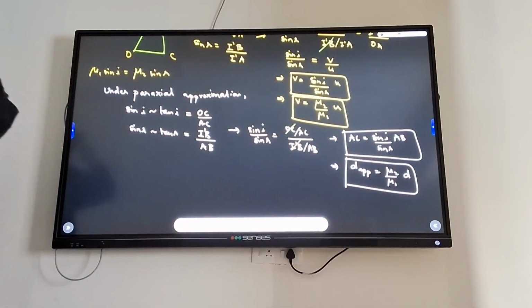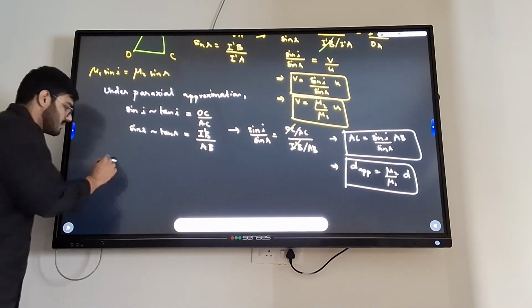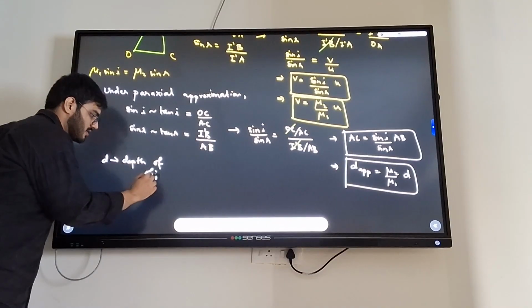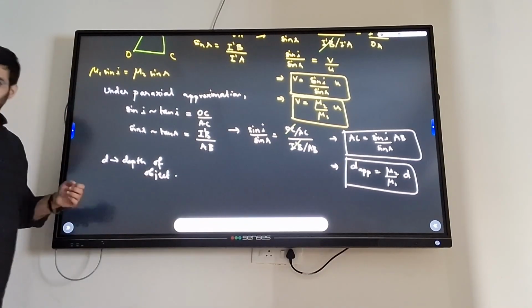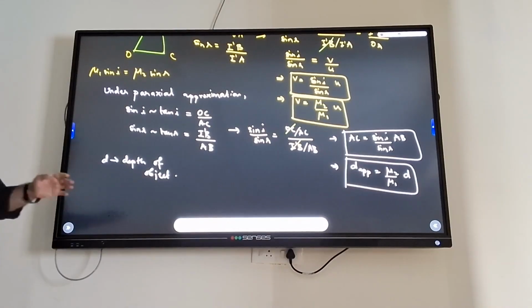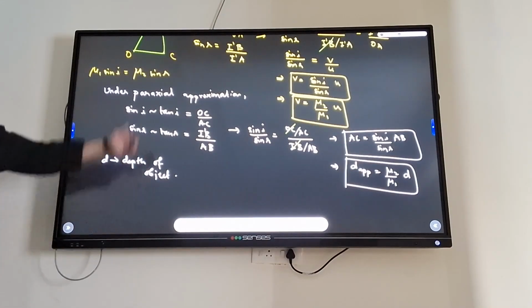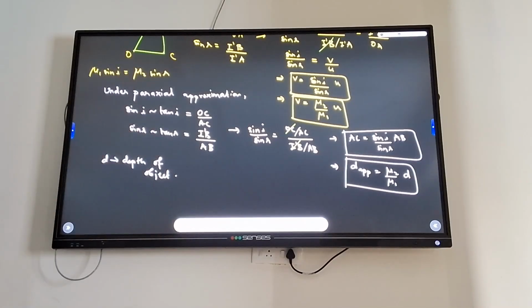Always remember D is the depth of the object. D is what? Depth of object. Did I say real or virtual? No. Then in general, object. Okay? Are you okay with all of this? It's very simple, no? You pick two triangles, apply tan, apply sine. You will get it.